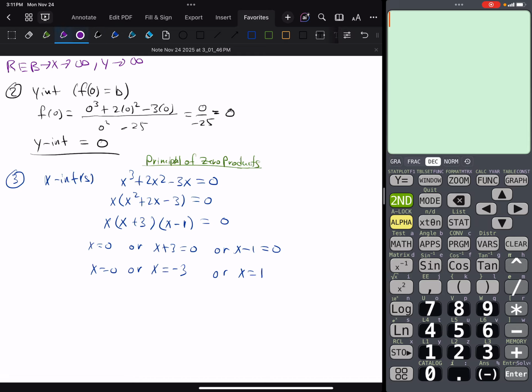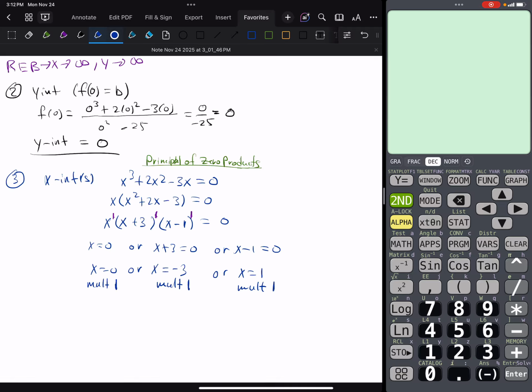And then I need to check each of these has an understood power of 1 here, right? And that means there's only one copy of that 0 sitting there. And so we say that this has a multiplicity of 1. This has a multiplicity of 1. And this has a multiplicity of 1. For each of those zeros.